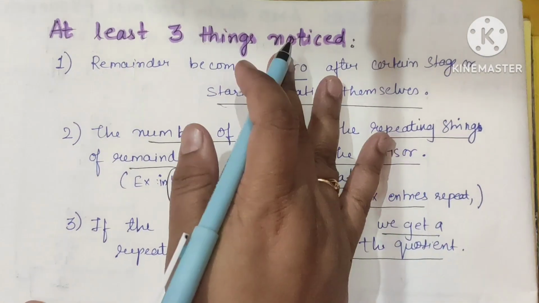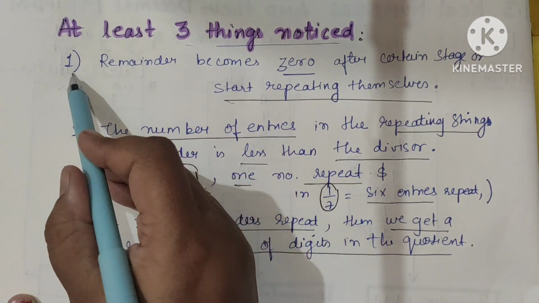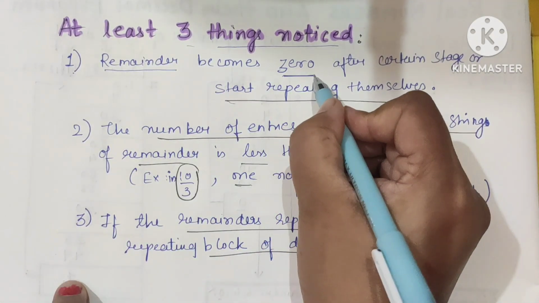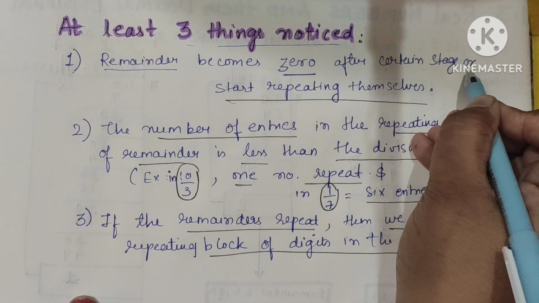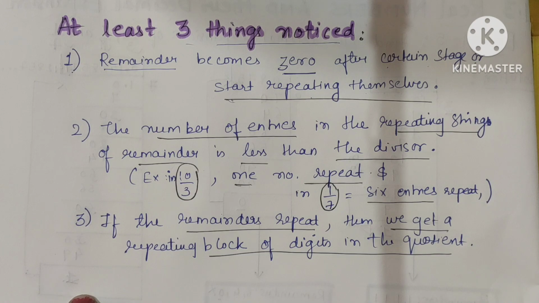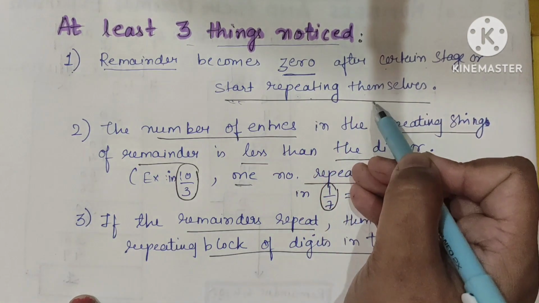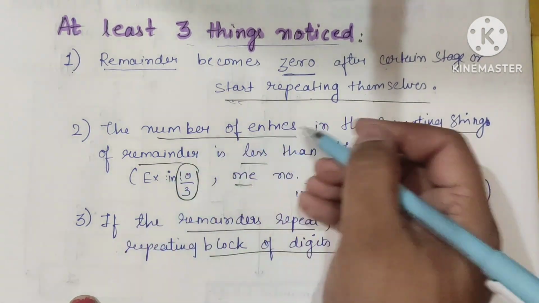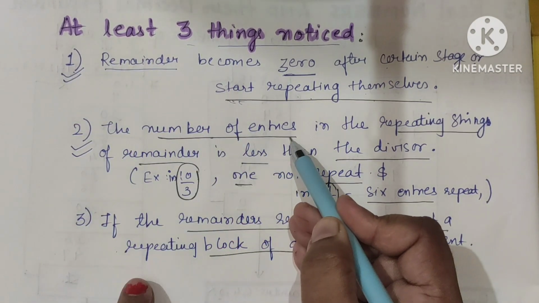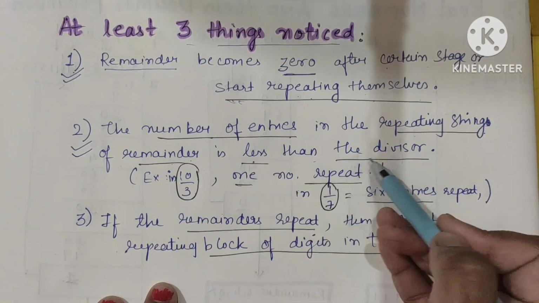So here at least 3 things you would have noted. First is the remainder becomes 0 after a certain stage or starts repeating themselves. Okay, here the remainder will become 0 or will start repeating themselves. The second is the number of entries in the repeating string of remainders is less than the divisor.